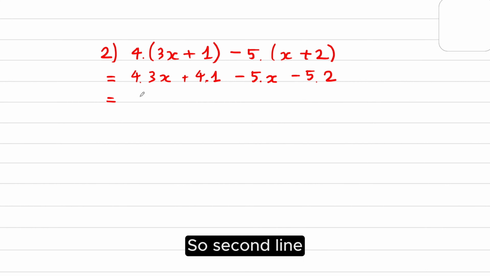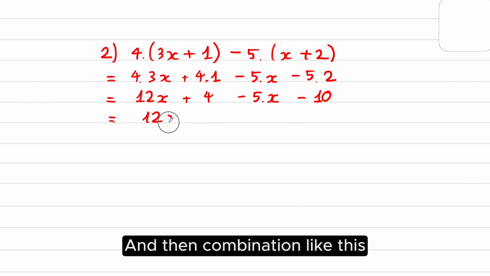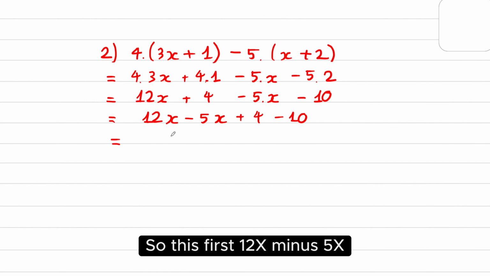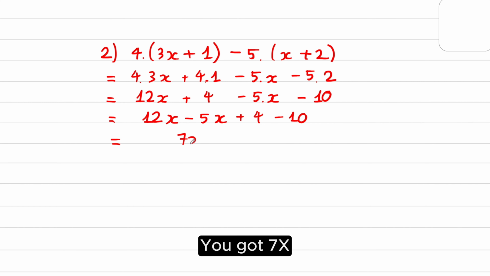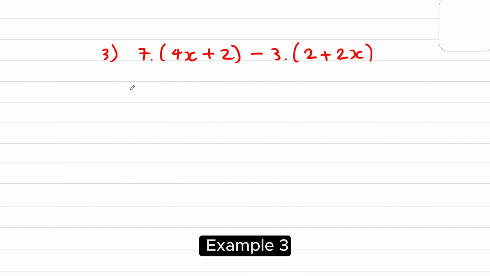So second line, you simplify it. 12x plus 4 minus 5 times x and minus 10. And then combination like this, and 4 minus 10. Yes. So this first 12x minus 5x, you got 7x, plus 4 minus 10 means negative 6 or minus 6 here. Yes. Example 3, the same thing.